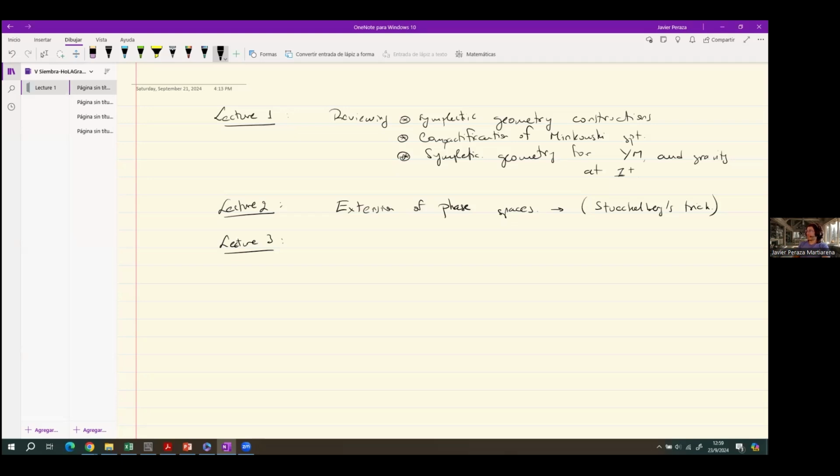And in lecture 3, we are going to discuss these extensions of phase spaces in a broader sense, which is the covariant phase space formalism. And this formalism will allow us to understand the extension of phase spaces, in particular for gravity, in a more clear geometrical way. Okay, so this is the review.